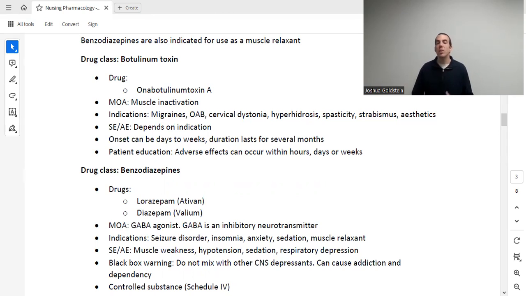And what is it used for? We use it for a whole bunch of different things. We use it for migraines, overactive bladder. Everyone knows we use it for aesthetics, cosmetic reasons. We also use it for spasticity.